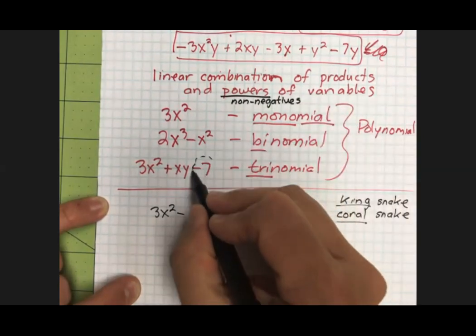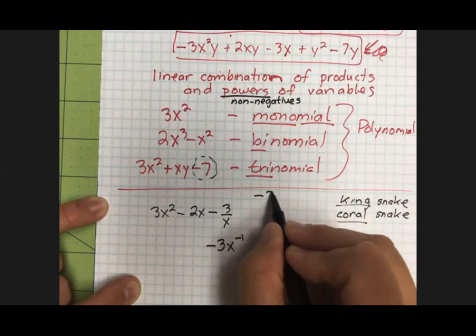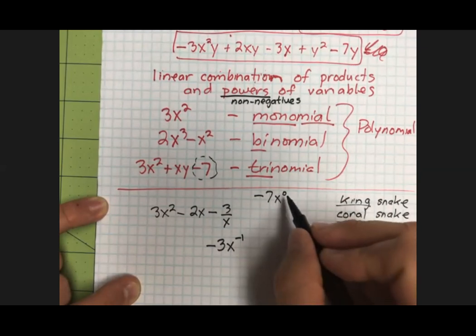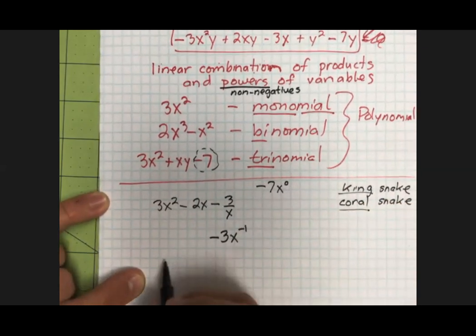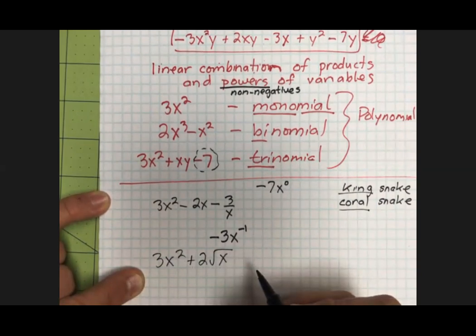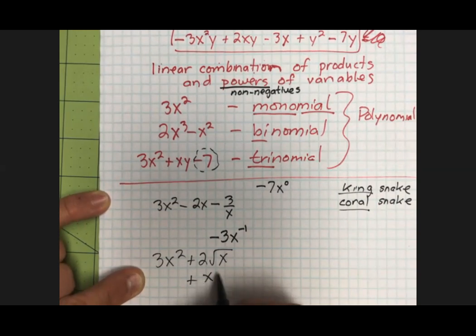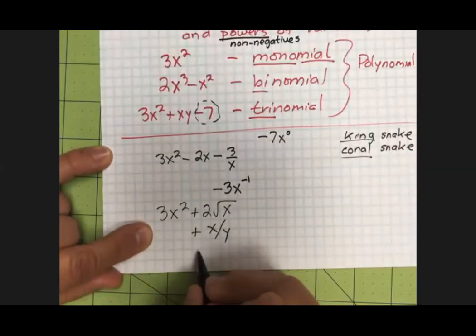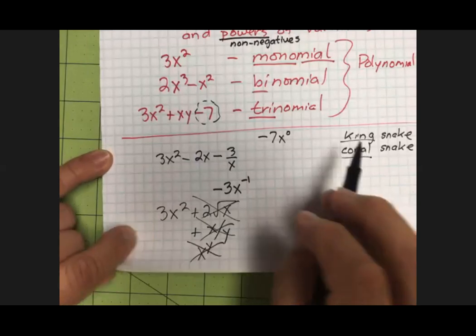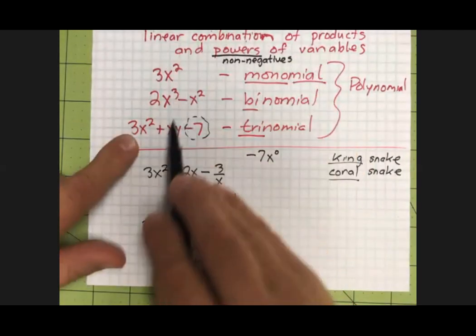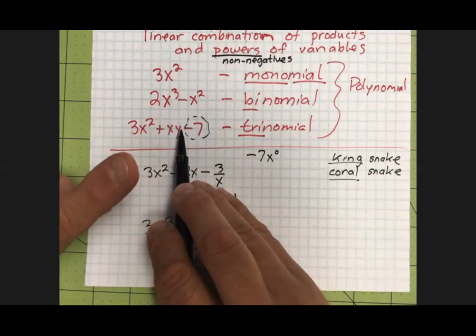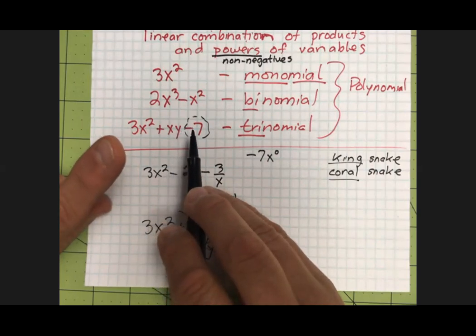You say, what about this 7? That's not a power of X. Oh, yes, it is. 7 times X to the 0, and 0 is not negative. I don't want to get too crazy legal on you, but the things that are not polynomials: no square roots, no X divided by Y, no X to the power Y. Polynomials are just combinations of products and powers, positive or zero powers, of variables.